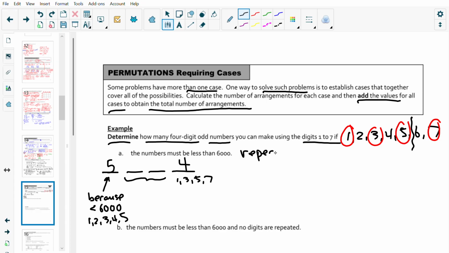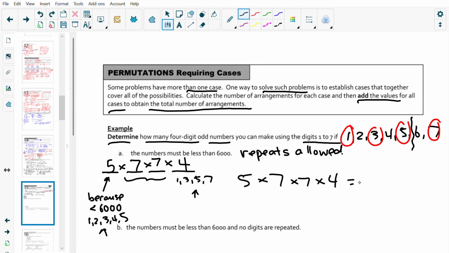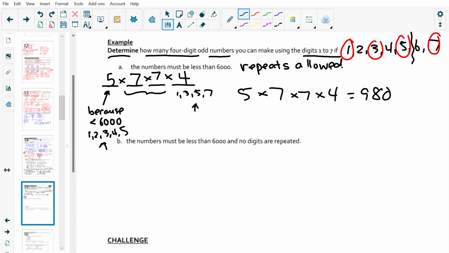Okay, it doesn't say repeats are not allowed, so repeats are allowed. We've dealt with our two restrictions here and here. So I can put any of the 7 digits in the middle two slots. Okay, 5 times 7 times 7 times 4 equals 980.